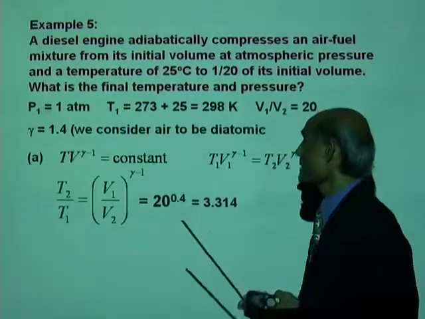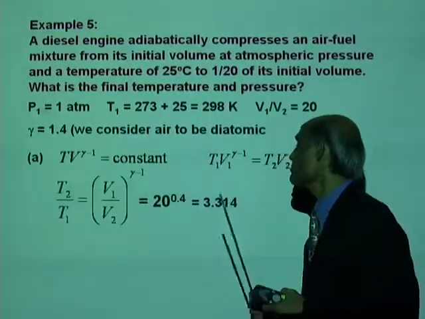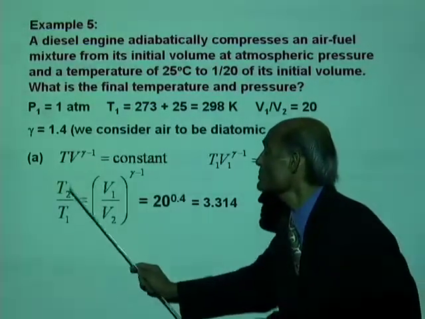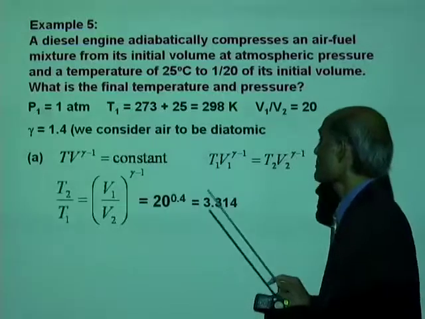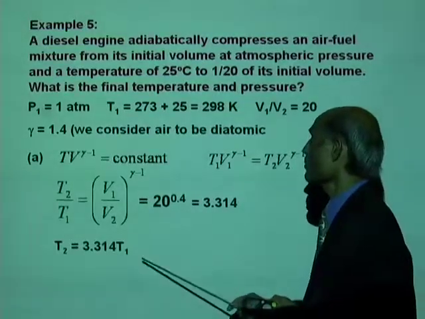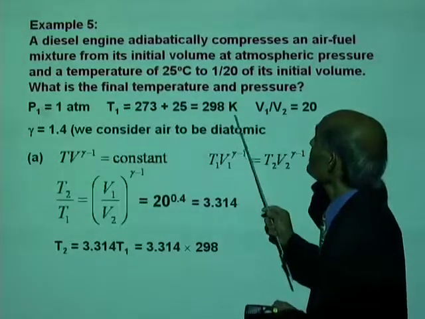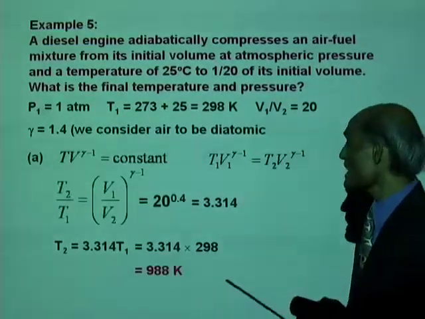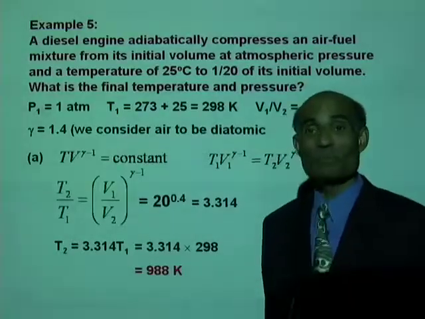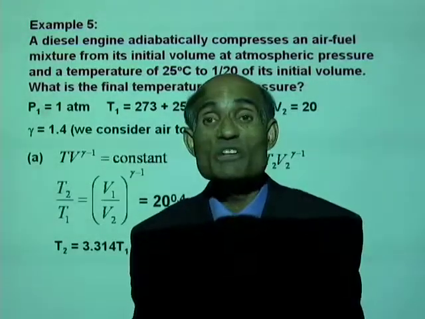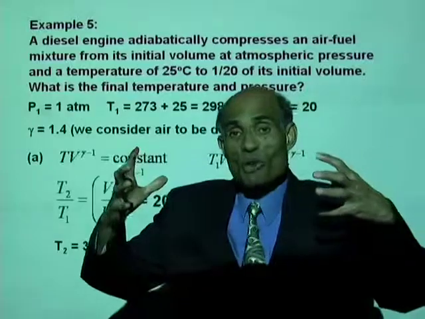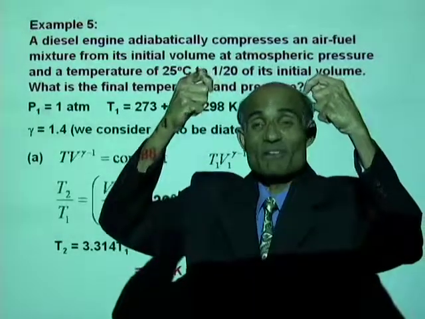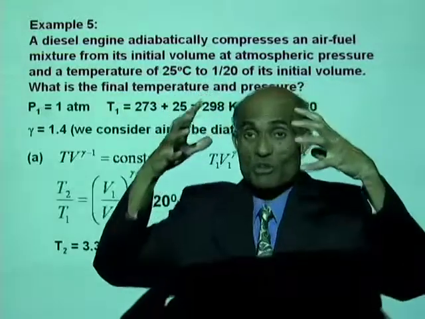And 20 to the power of 0.4 is 3.314. Therefore, T2 is T1 times 3.314, and that is 3.314 times 298, that is 988 Kelvin. So inside the engine of your car, when the fuel mixture is compressed, the temperature increases to a very high value, and the pressure also increases.